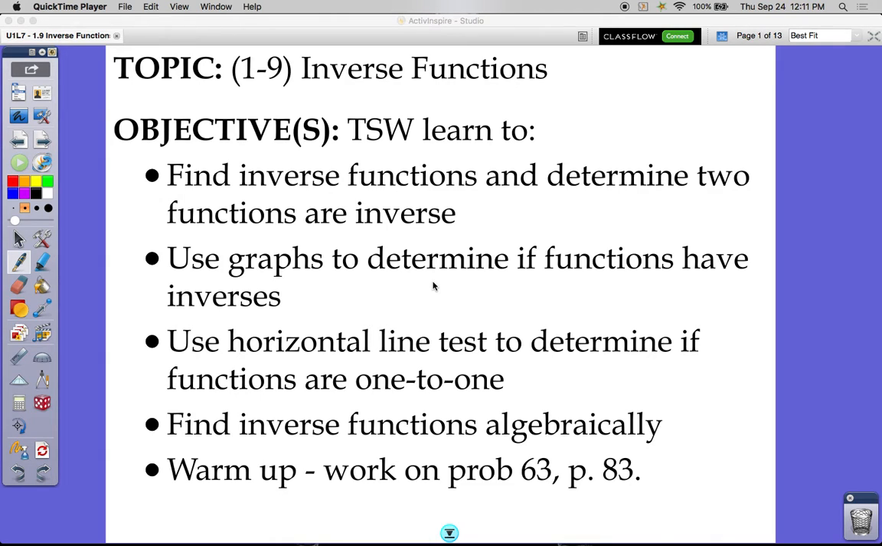Alright, so in this lesson, we're going to be talking about inverse functions. We're going to find inverses of functions, determine if they are inverses of each other, and use the graphs to show if they are inverses. We're going to use something called the horizontal line test, which is a little bit different, but a lot like the vertical line test, which we are already accustomed to. But it's going to help tell us something about functions and their inverses, if in fact there is such a thing.